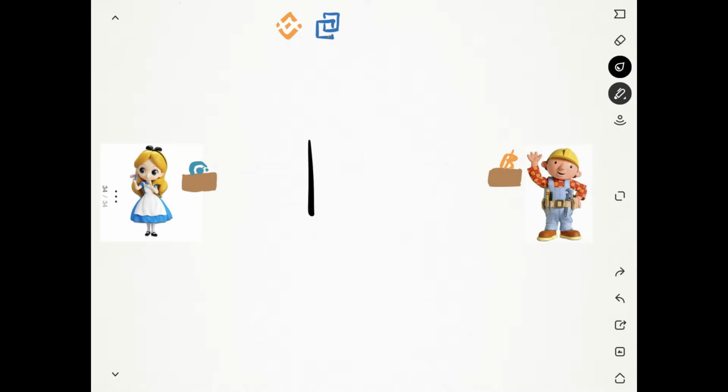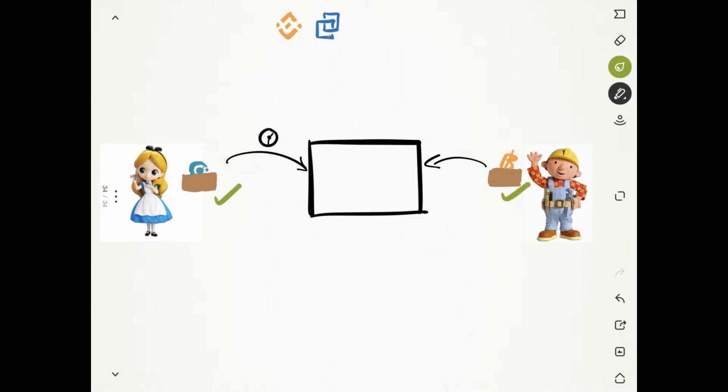Now, both Alice and Bob have to send their assets from their own wallets to the exchange first. And this takes quite a bit of time, actually. And now these funds are sitting in the exchange wallets. The problem is you don't control your keys there. You control your keys here, but not there. And things can go wrong. And sometimes they do. And exchanges get hacked all the time.